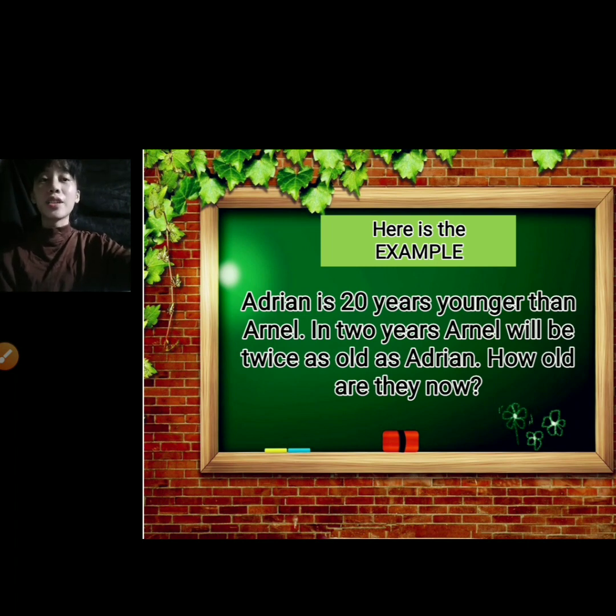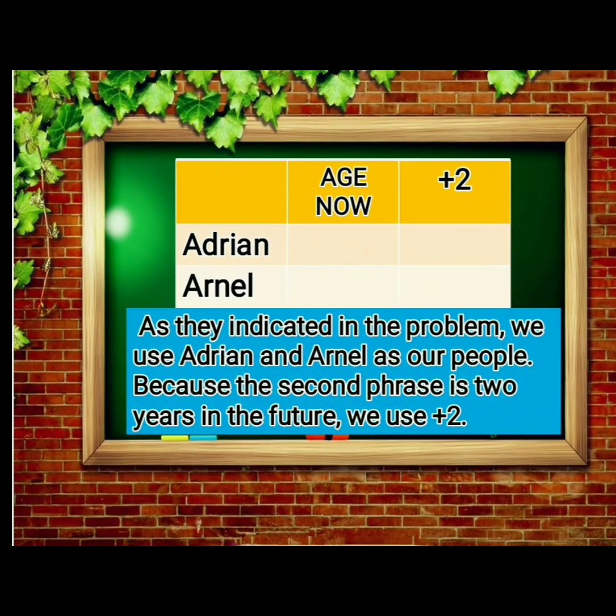Adrian is 20 years younger than Arnold. In 2 years, Arnold will be twice as old as Adrian. How old are they now? This will be our problem that we should solve. So this is the table we are using to find their age in the future or the present.